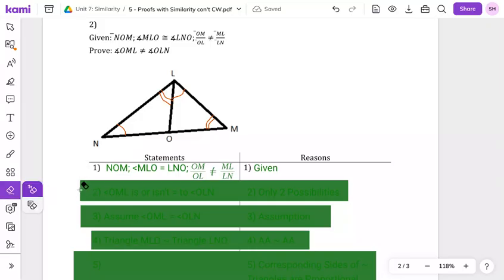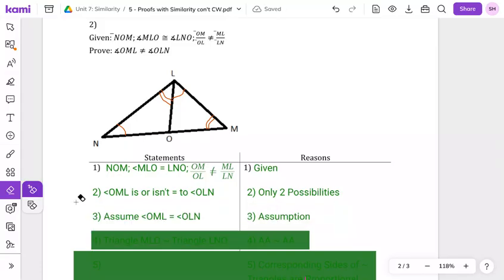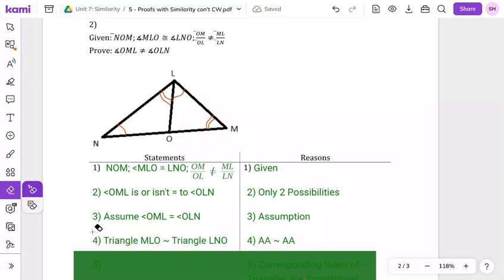And I'm going to go ahead and get that into my proof with 2 steps. Either OML is or isn't congruent to OLN is the only 2 possible things that could happen in this situation. And we're going to assume the opposite of what we're trying to prove, that they are equal to each other. And so now already in these 2 triangles, one on the left side and one on the right side of this diagram, we have angle-angle similarity. So triangle MLO is similar to triangle LNO by that.